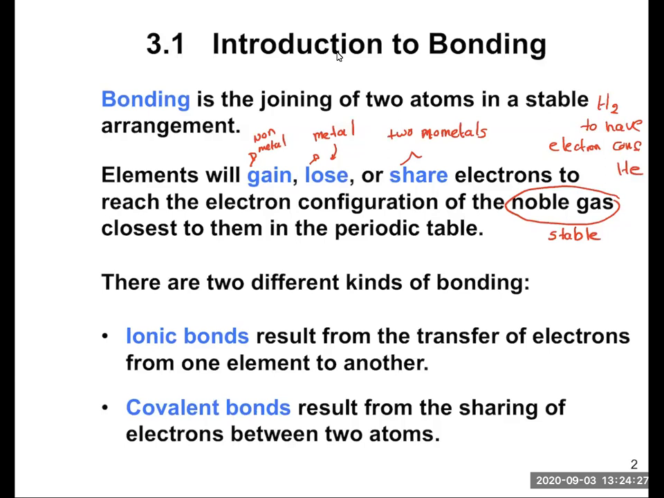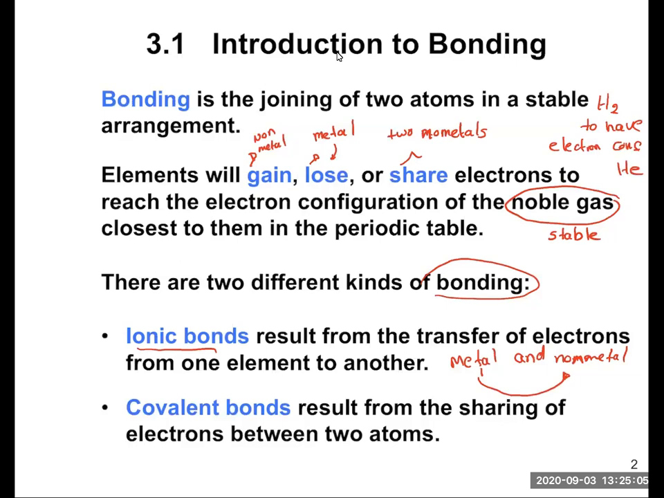We have two types of bonding. We have ionic, which is when you have a metal and a non-metal. That's when you're going to have ionic bonding. The metal is going to give the electron to the non-metal. The electron is always going to travel from the metal to the non-metal.